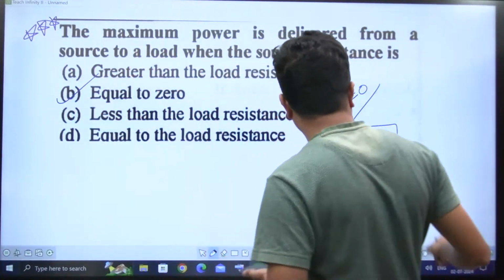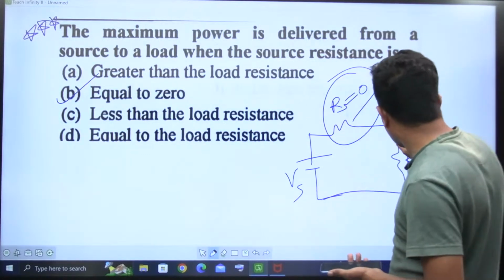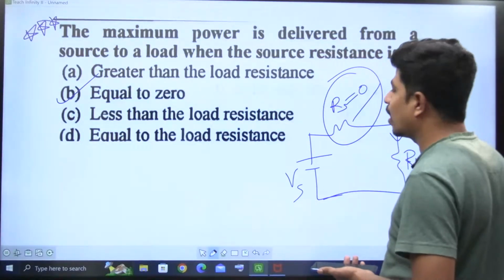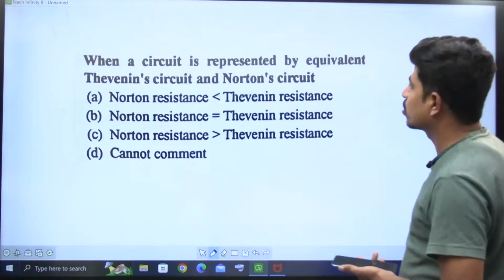Why? Because the smaller the source resistance, the better. If it is 0, the total current and total power go to the load only. No power is lost in the source resistance, right?